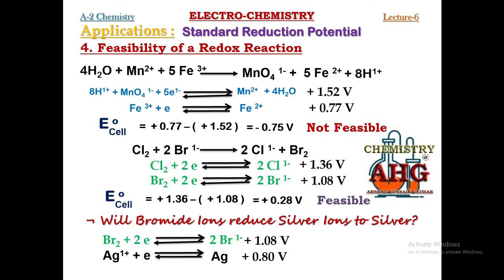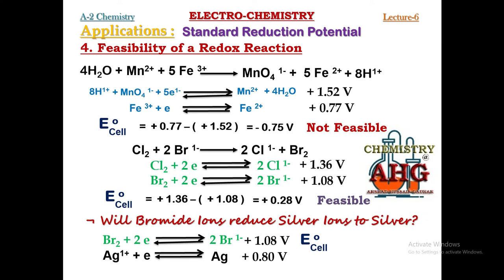Okay students, if you have done that, now look at the question. In the question it is clearly mentioned: will bromide ions reduce silver ions? It means we will have to carry out reduction in the silver half cell. It means the silver half cell must become the cathode. So what is the formula for standard cell potential? Standard cell potential is equal to reduction potential of cathode minus anode.